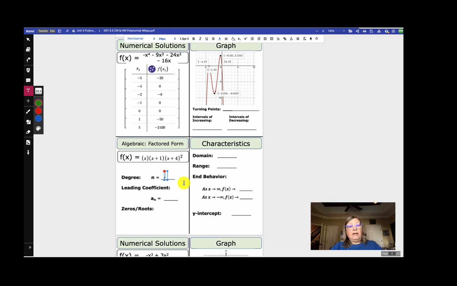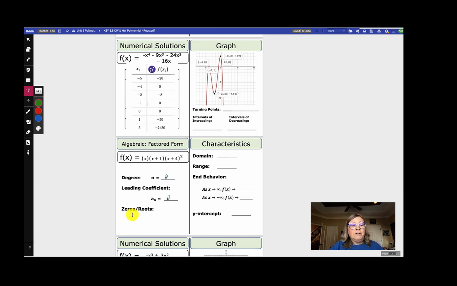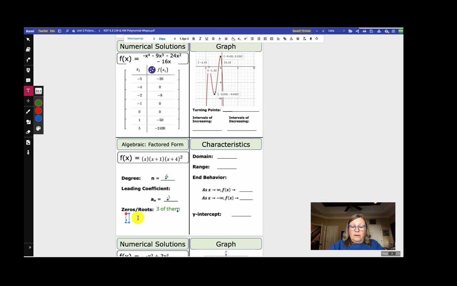All right, so degree we've already mentioned a couple times. If you're looking at standard form, it's the highest power exponent, and leading coefficient is the number that multiplies the x term with the highest power. So in this case, our leading coefficient is minus 1. Our zeros and roots, there are 3 of them. We have 1 at 0, 0, and then we have 1 at minus 1, 0, and we have 2 at minus 4, 0.